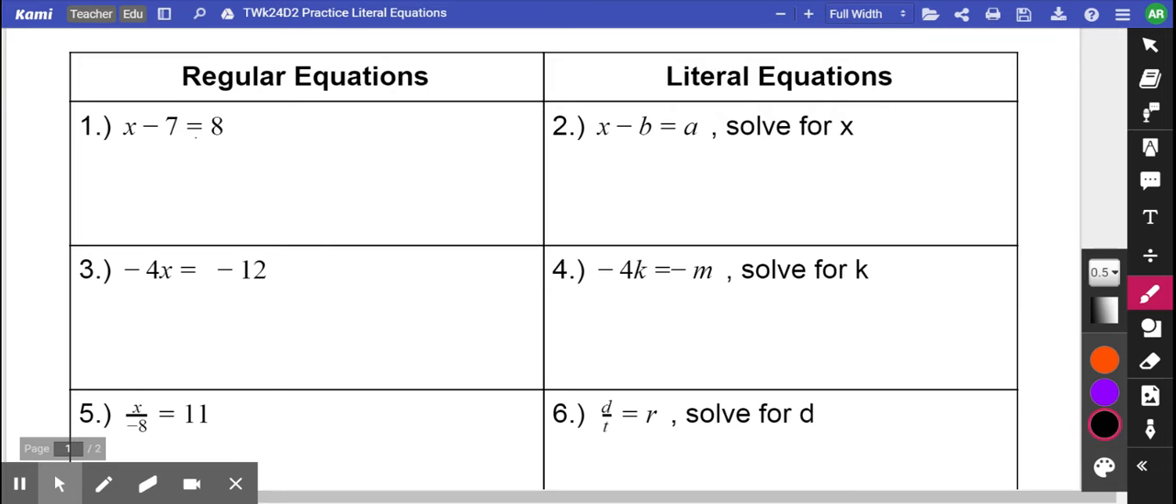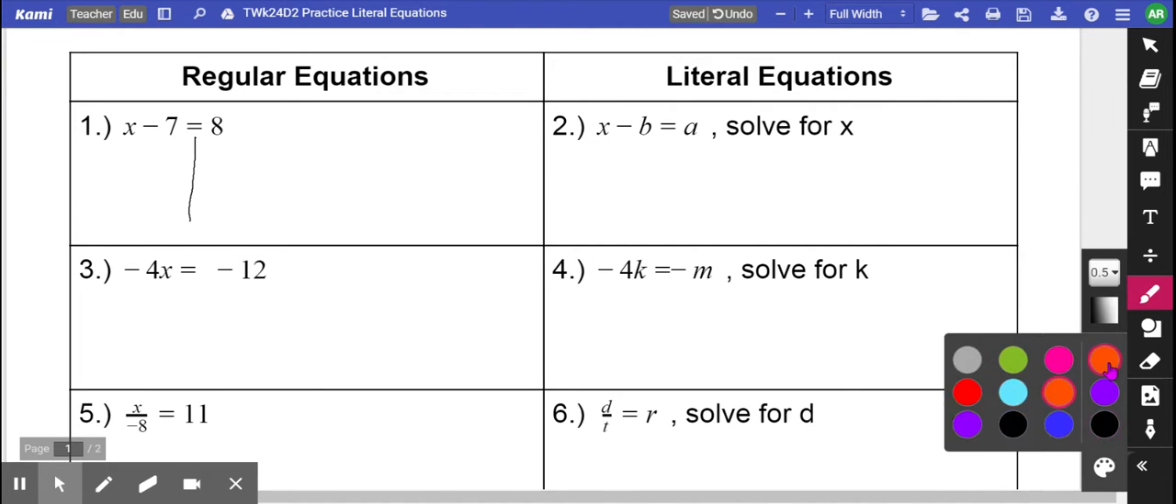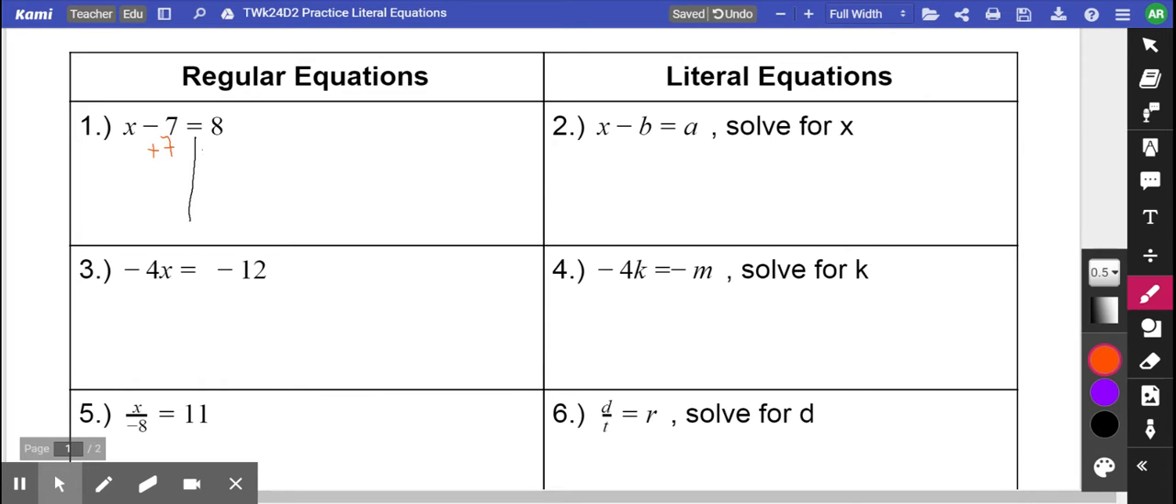So we have x minus 7 equals 8. Well, to solve, all you have to do is add that 7 on both sides, because the only variable we have to solve for is x. So we add that 7, we get x is equal to 15.